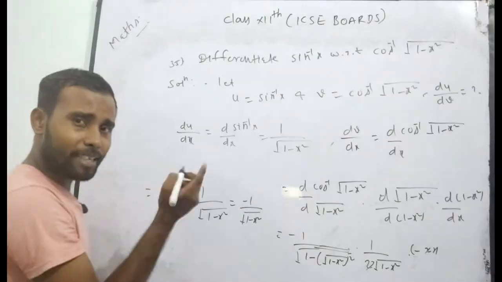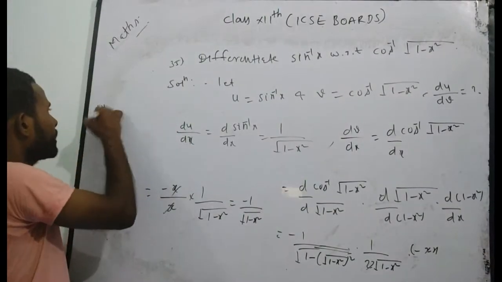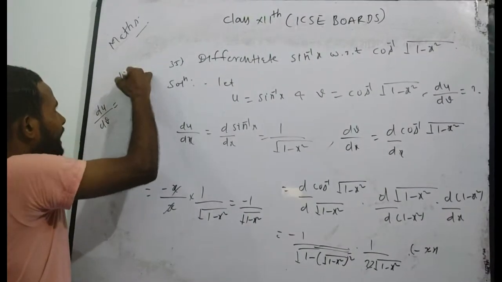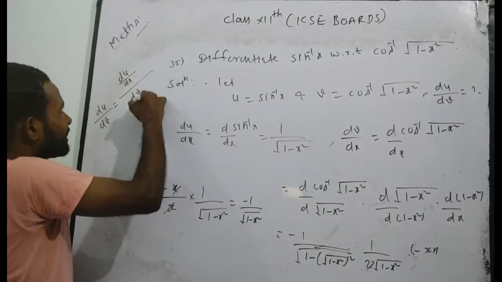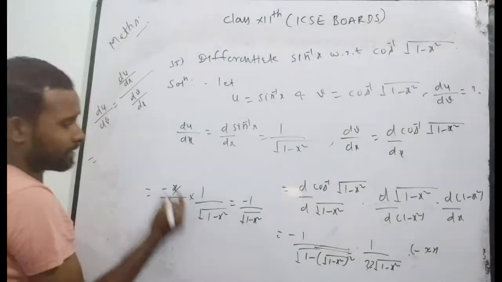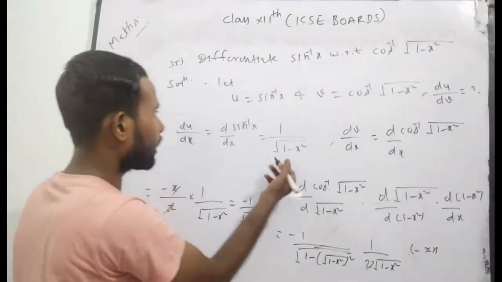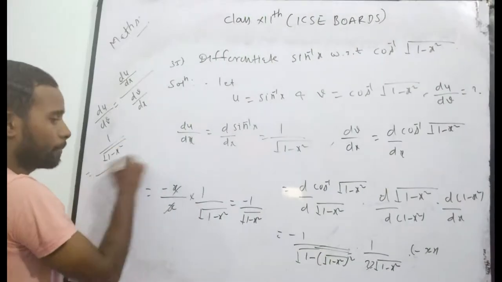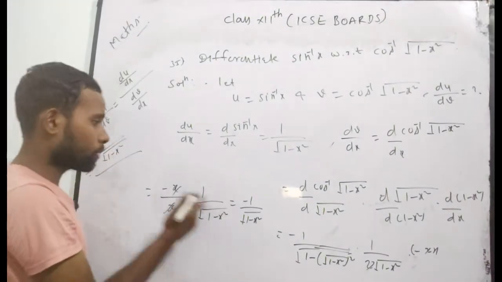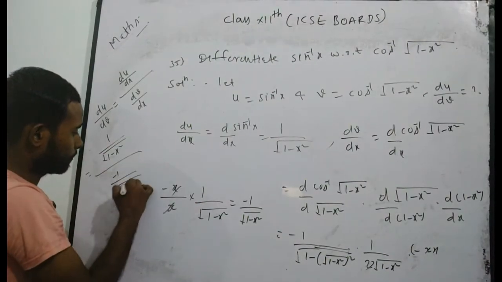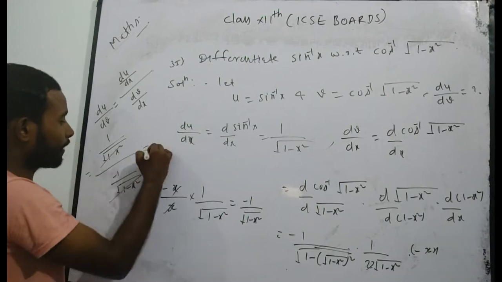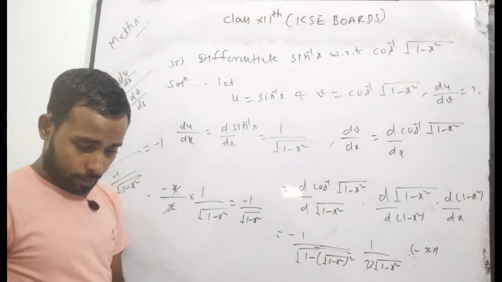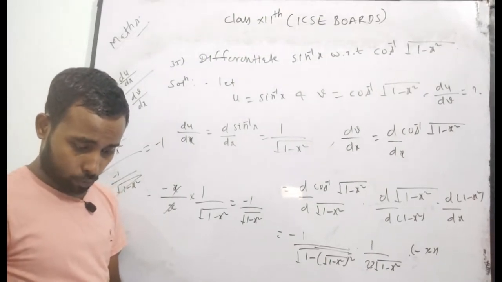Now you have to find du/dv, which will be du/dx by dv/dx. So du/dx will be 1 upon under root 1 minus x square, divided by minus 1 upon under root 1 minus x square. Both terms cancel each other, and finally you will get minus 1 as the answer. Now see your next question.